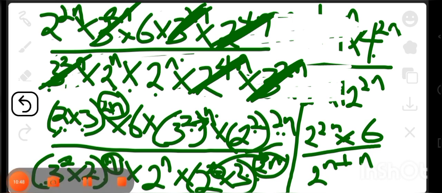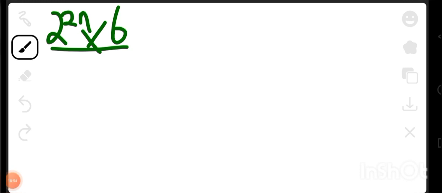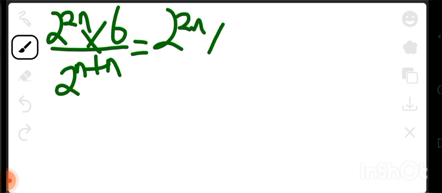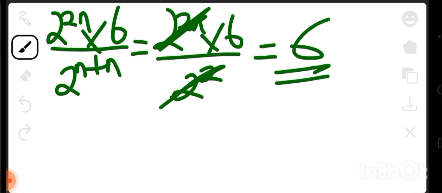So let's move on. So we're having 2 raised power 2n times 6 over 2 raised power n plus n. This one gives us 2 raised power 2n times 6 over 2 raised power 2n. So this will also go with this. Then the answer will now be 6 left. So that becomes the final answer.